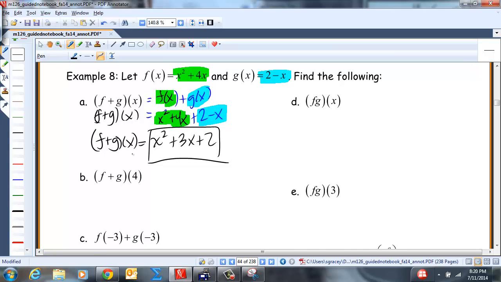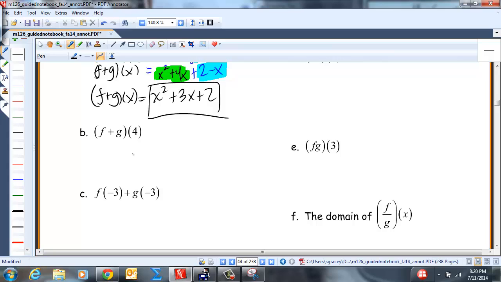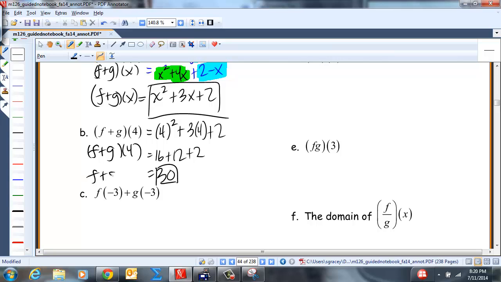Now, f plus g at 4, instead of going through all that work again, why don't we evaluate the function we found at 4? So we'll just plug in a 4 into the sum function wherever we see an x. So we'll get 16 plus 12 plus 2, which is 30. So f plus g at 4 is equal to these things here. At the end of the day, we get 30 as a result.